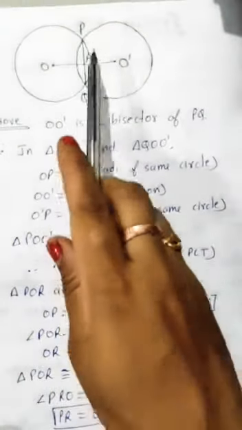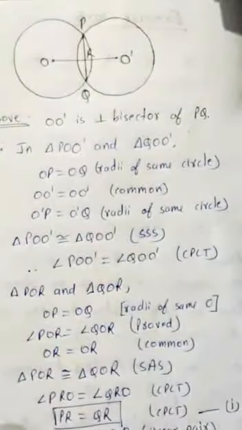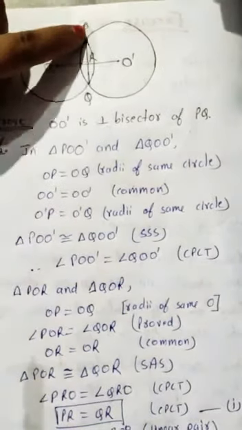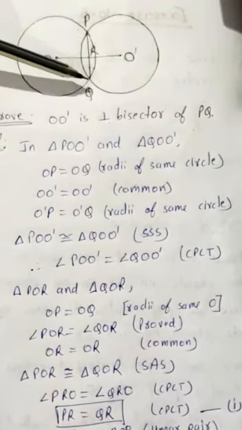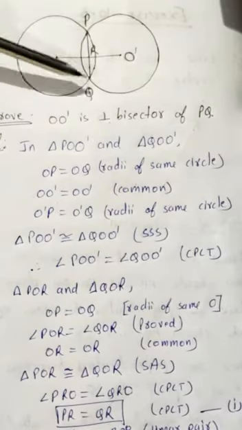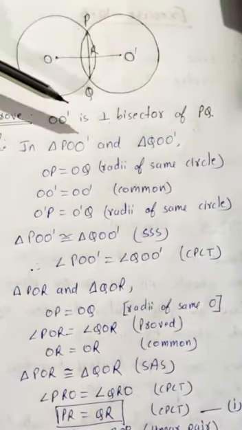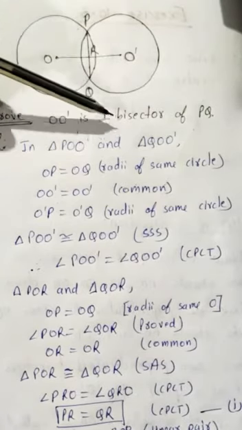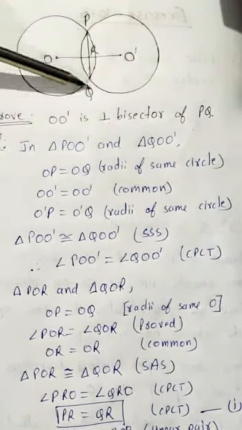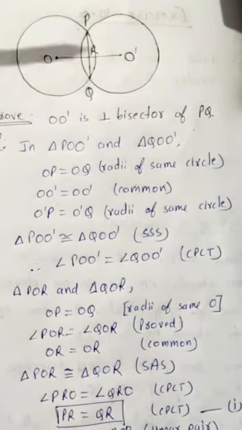Now it is given that two circles intersect each other at 2 points. So this is point P and this is point Q. So two circles are intersecting each other at these 2 points, and you have to prove that their centers lie on the perpendicular bisector of the common chord. This is the statement of the question.